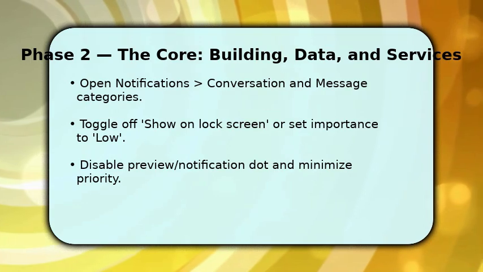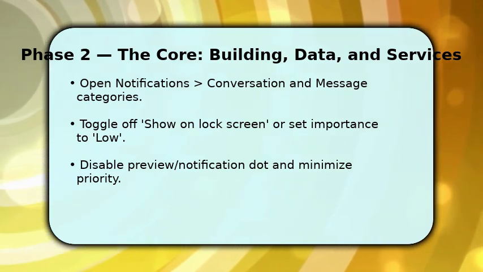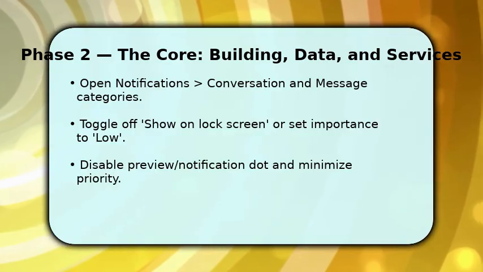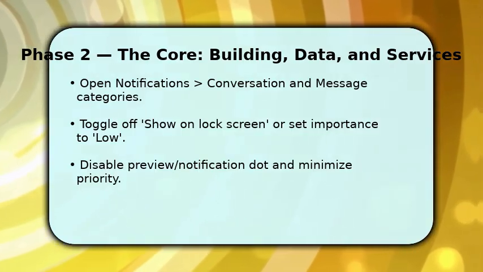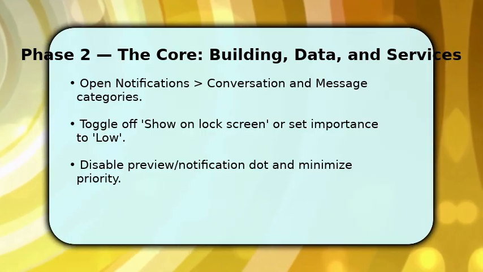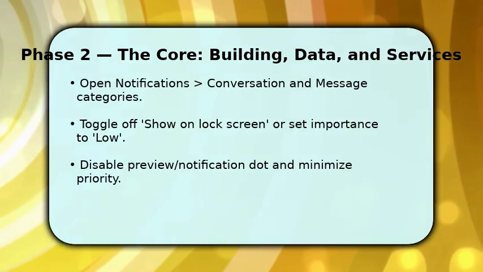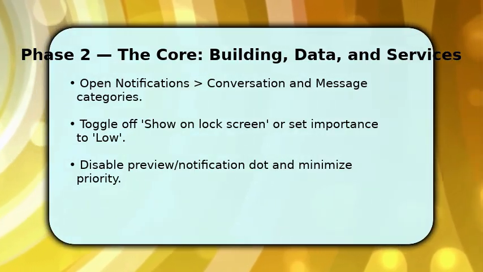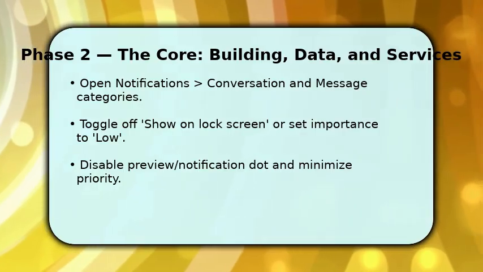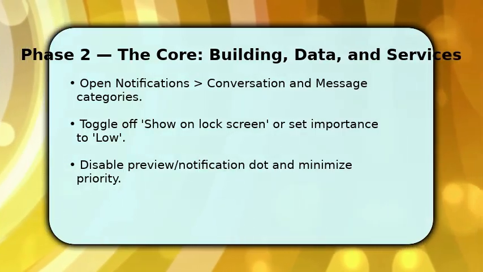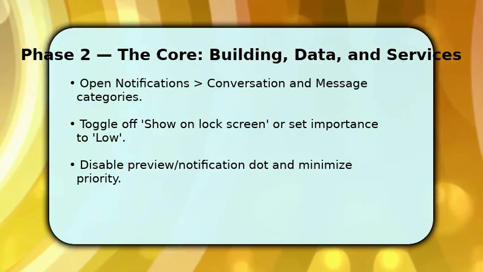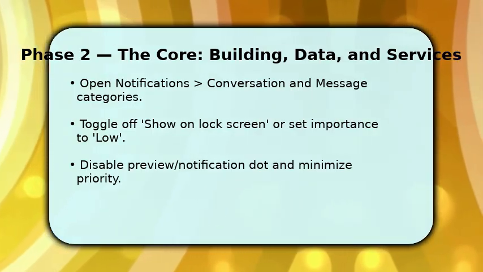You now work through notification channels. Tap Conversation or Message categories inside WhatsApp notifications. Once there, set importance to Low or Min, which reduces visibility and stops heads-up pop-ups. Also, disable Show on Lock Screen or set it to hide sensitive content. This ensures message snippets don't appear on your home screen or lock screen.